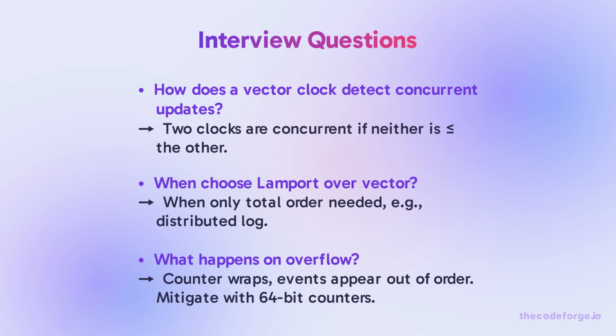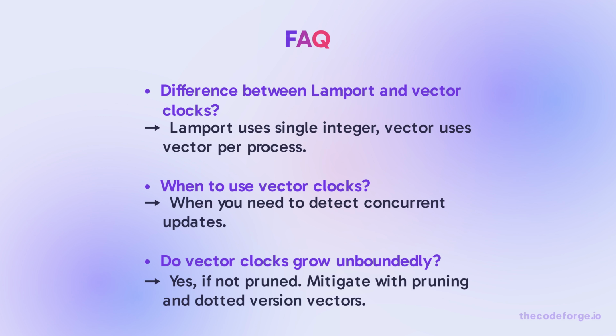Let's run through some common interview questions. How does a vector clock detect concurrent updates? Two clocks are concurrent if neither is less than or equal to the other. When to choose Lamport over vector? When only total order is needed, e.g., a distributed log. What happens on overflow? The counter wraps, and events appear out of order. Mitigate with 64-bit counters. And a few frequently asked questions.